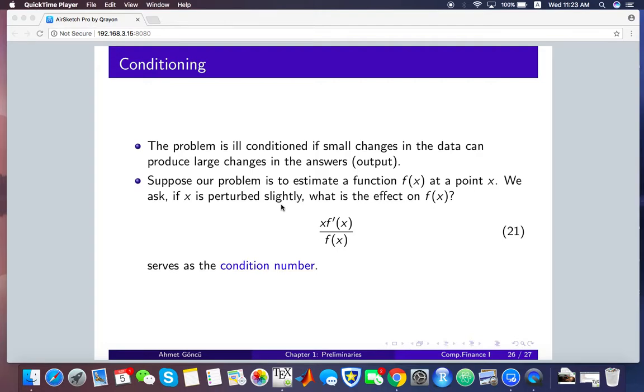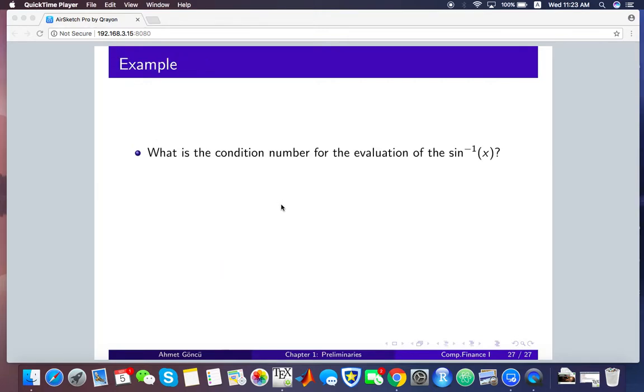We will call this ratio, x times f'(x), which is the derivative with respect to x, divided by f(x), the so-called condition number. So let's give a simple example.